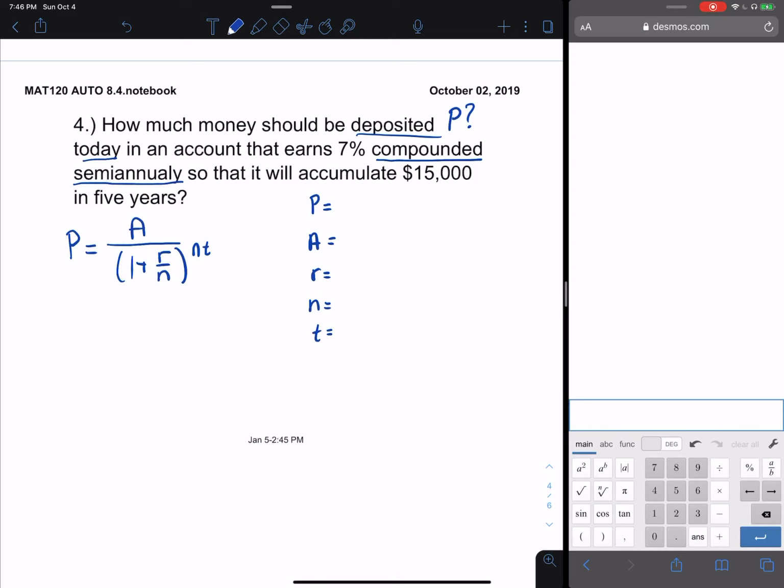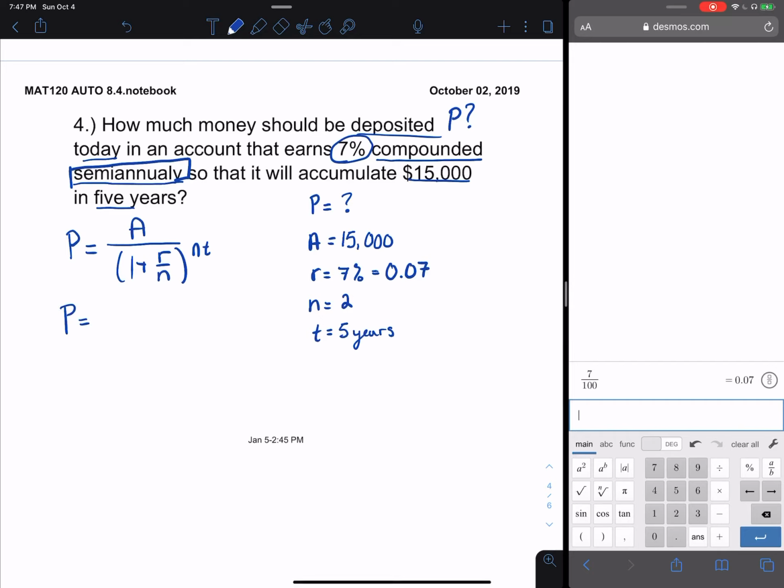So we know we're solving for P because they're asking us how much should we deposit now. They're telling us it earns 7% interest, so that's our rate. When I take my 7 divided by 100, it gives me it in decimal form, the 0.07. It's compounded semi-annually, so I know that goes along with N equaling 2. Semi-annual means twice per year. So that it will accumulate to $15,000. So that's how much it's going to be in the future. It's our A. In 5 years. So the T is 5 years.